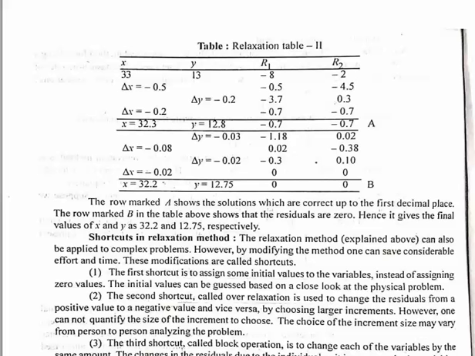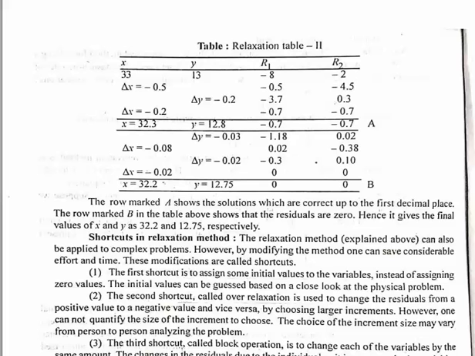It means the row marked A is the solution which is correct up to the first decimal place, the row P in the table above, where the residuals are zeros. Hence it gives the final values of x and y as 32.2 and 72.75 respectively.